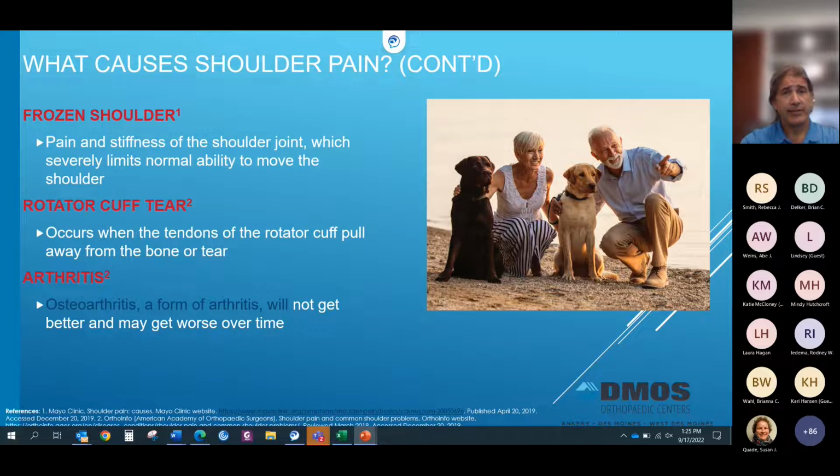Rotator cuff tear, there are so many different kinds of these that we're not going to go into that in this talk, except as it relates to shoulder replacement and reverse shoulder replacement, and osteoarthritis, which we're going to be talking about more, which is wear and tear of the joint, of course.